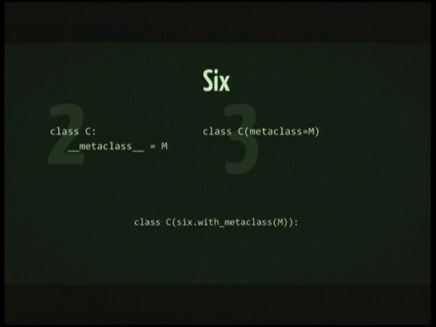So I showed you that metaclass example. Well, we have incompatible code on Python 2 or Python 3, but six has a function called six.with_metaclass, which kind of does the right thing on Python 2 or Python 3. So now we can resolve a different syntax into one piece of code that works on both sides.